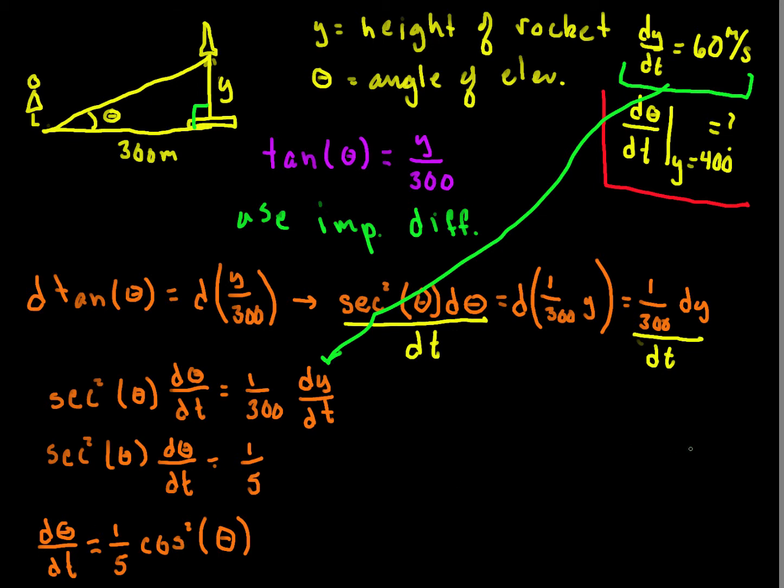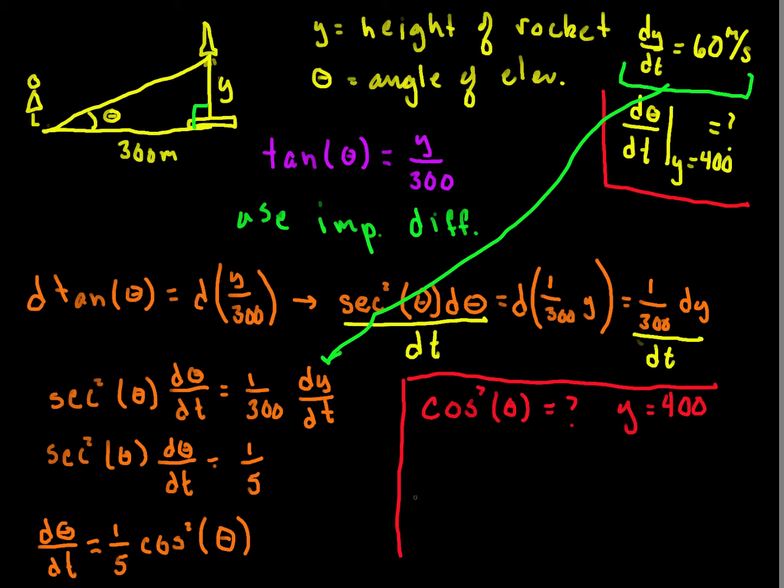And I want to know, what is d theta dt when y equals 400? Well, my gosh, I don't even have a single y in this equation. But I know my trig identities, my relationships, so I could figure out what cosine squared is when y is equal to 400. So over here, I'm going to make a little bit of side work. I want to know, what is cosine squared of theta when y is equal to 400?